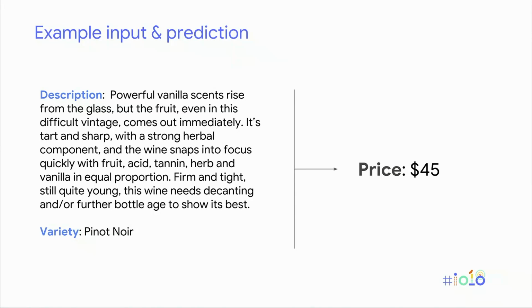One reason this is well suited for machine learning is I can't write rules to determine what the price of this wine should be. So I can't say that any wine with vanilla in the description and Pinot Noir is going to be a mid-price wine, whereas a fruity Chardonnay is always going to be a cheap wine. I can't write rules to do that. So I wanted to see if I could build a machine learning model to extract insights from this data.